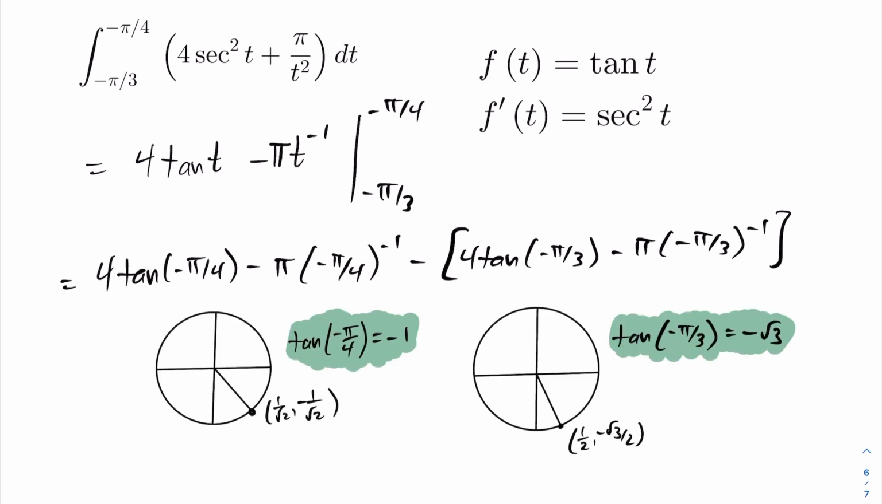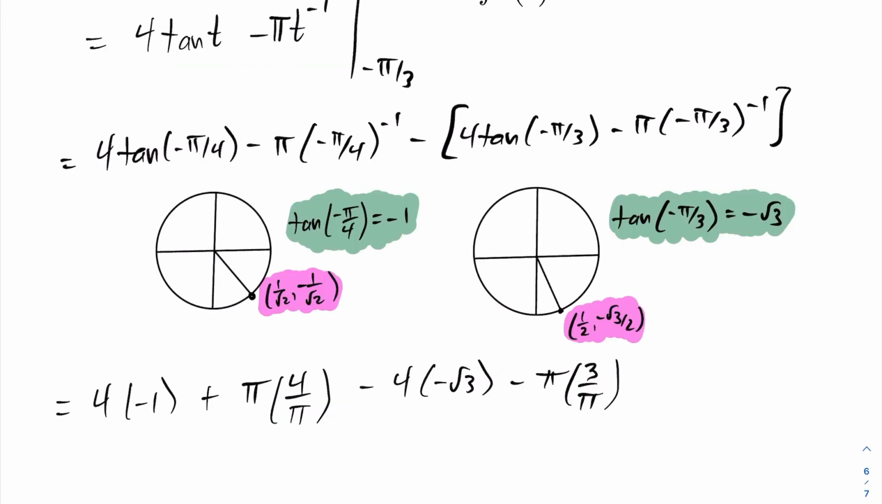And you can see here, take a look at our unit circle. At negative pi over 4, we have the following point. So the tan of negative pi over 4 is negative 1 here. And then at negative pi over 3, we're all the way over here, and it corresponds to the following point on the unit circle, and the tan of negative pi over 3 is negative root 3. Let's go ahead and sub that into the following equation and simplify.